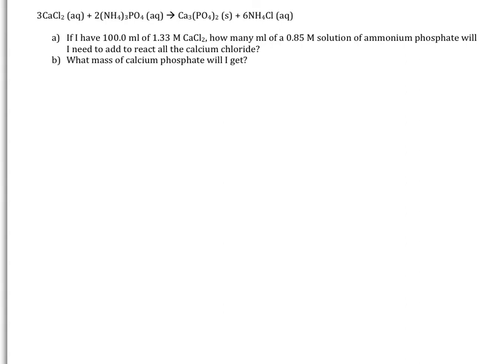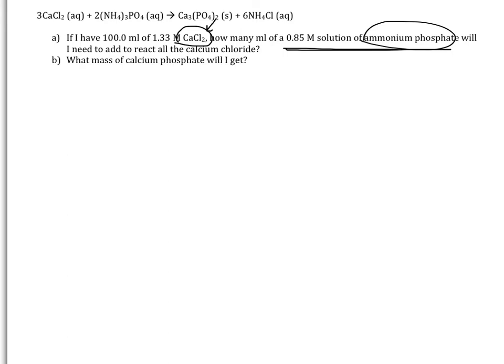Now this might look like a limiting reagent problem because it mentions both reactants. However, we're not given enough information about the second reactant to calculate the moles outright. And so this is actually not a limiting reagent problem. This is telling us we want to react all the calcium chloride. So how much ammonium phosphate should we add so that we have exactly the right amount of each reactant?